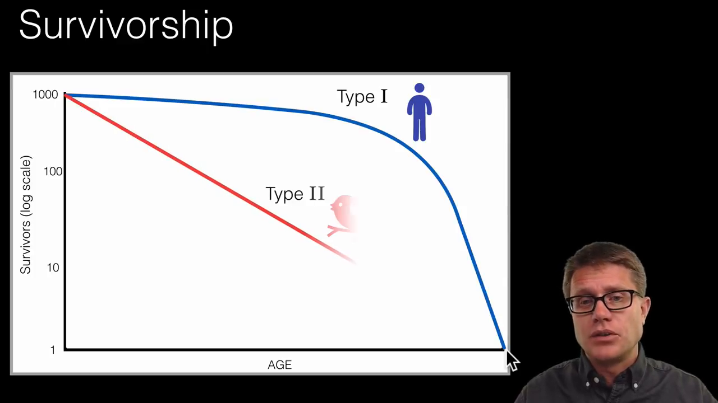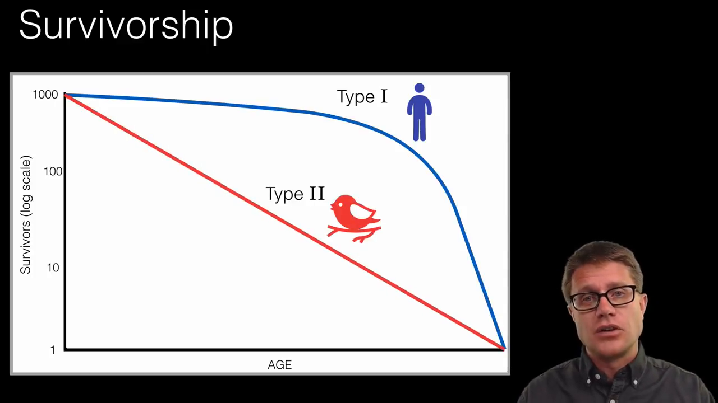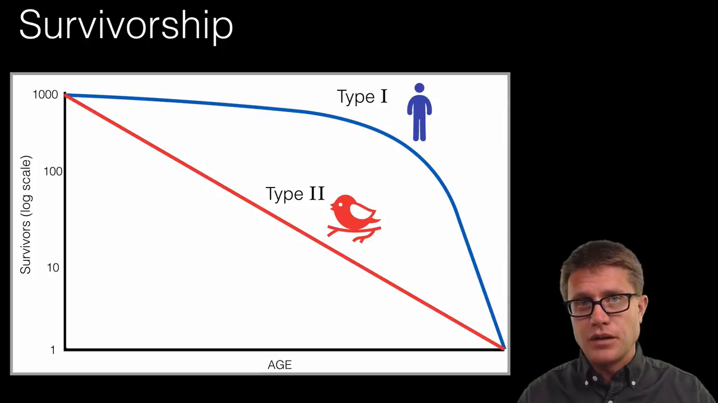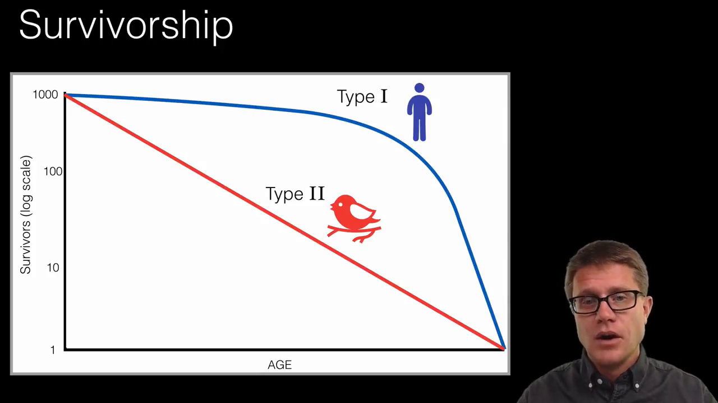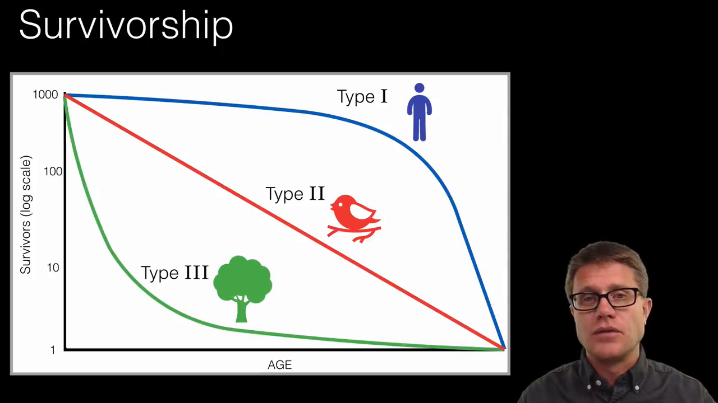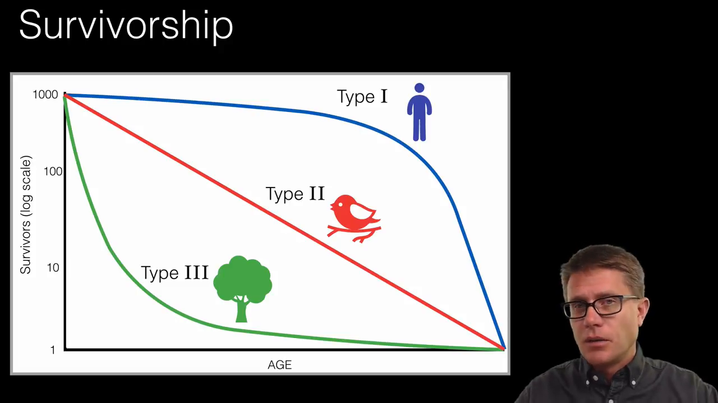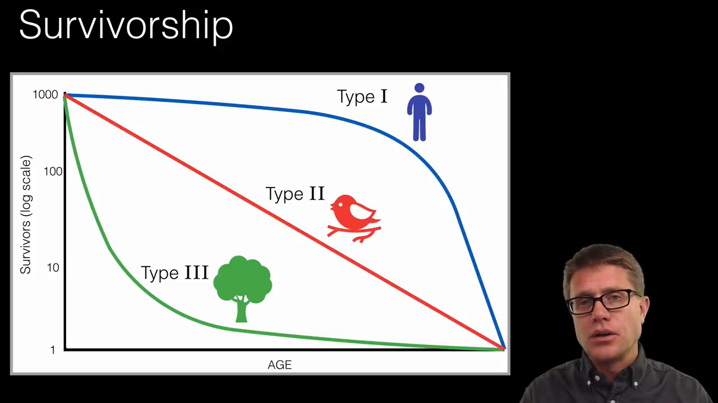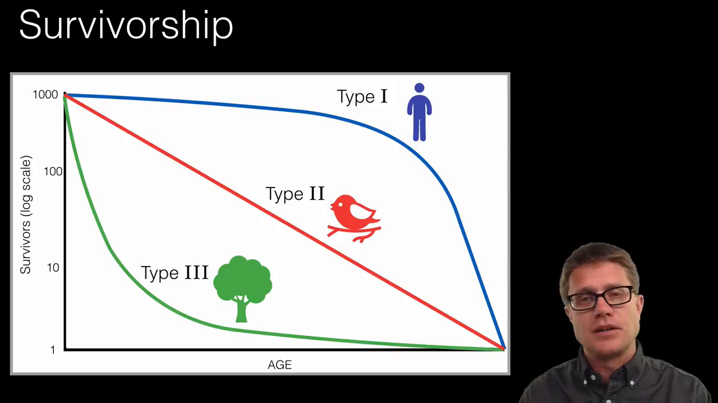We could also have a type 2 survivorship curve. Songbirds are an example of that. From the moment they're born, they're dying off at a constant rate. Or we could look at type 3. Those are individuals like the acorns from a tree. Almost all of them die, but a few of those survive, and those make up the plants that we have.